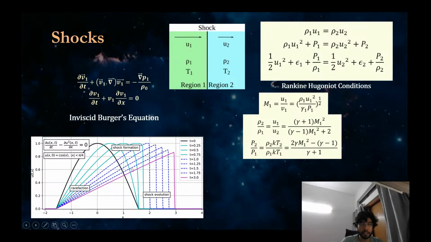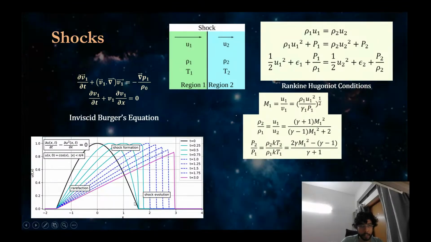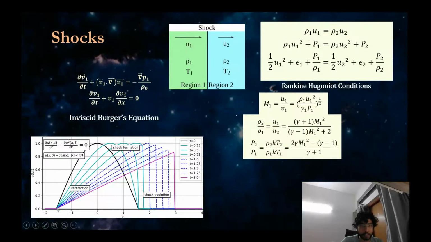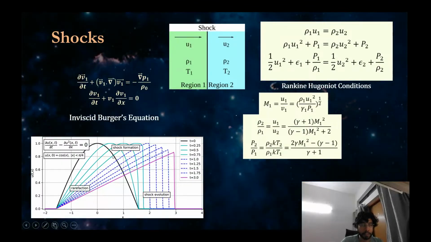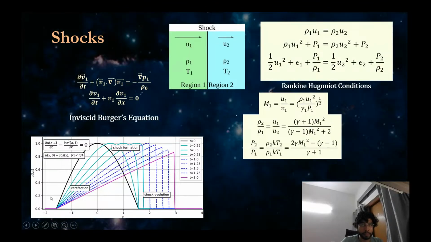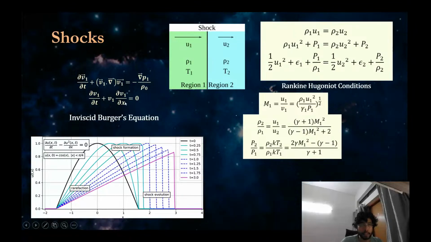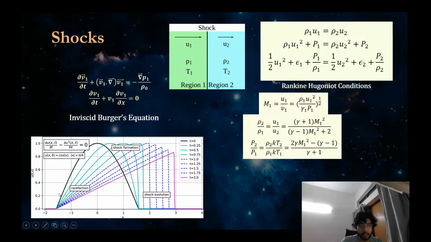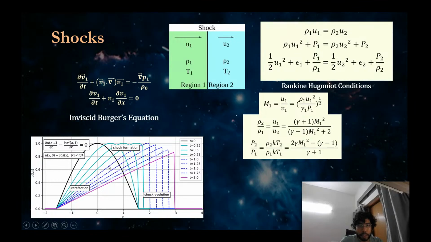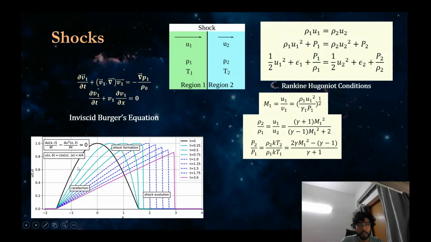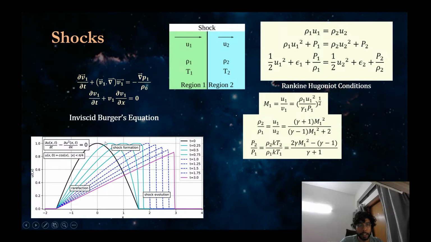So if you look at this graph, let's say your velocity profile is something like this, the black curve at the starting, at t equals 0. Now, this equation is the inviscid Burgers equation. So this is, let's say, your V1. Now, we want to see how this velocity profile will change with time as we go on increasing time.